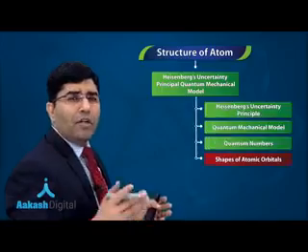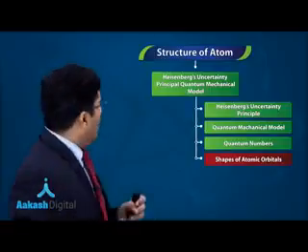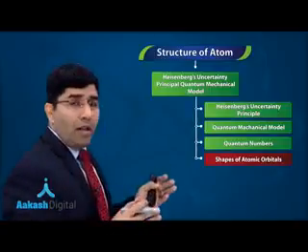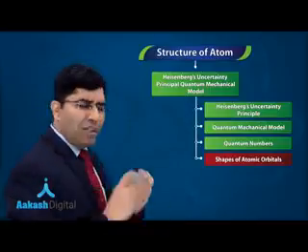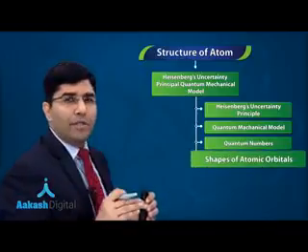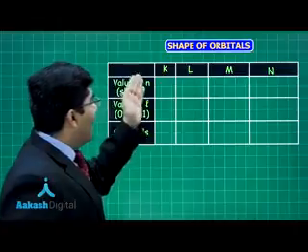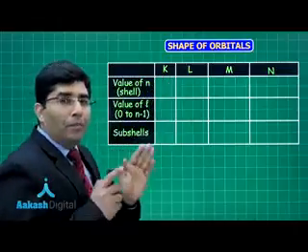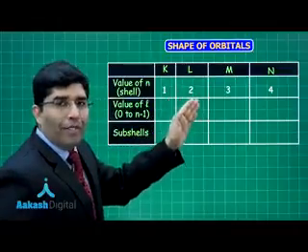So, after the discussion of Heisenberg uncertainty principle, the quantum mechanical model and the quantum numbers, let's talk about the shape of different atomic orbitals. Now, taking the shells K, L, M, N, their principal quantum numbers will be 1, 2, 3, 4, right?